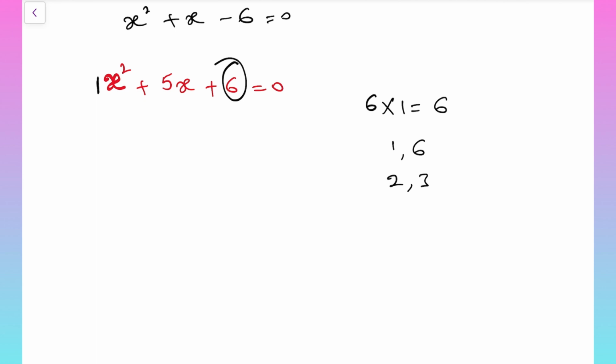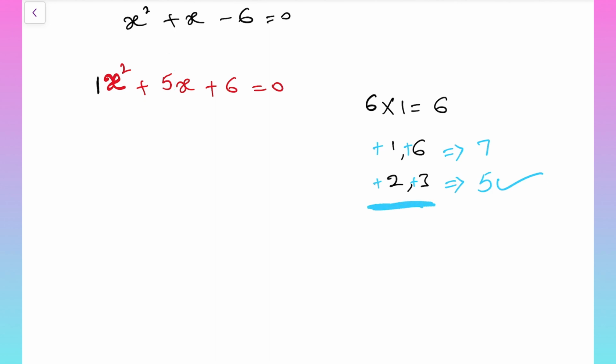Now observe the symbols. In this total equation, all the symbols are positives only. If every symbol is plus, then in these numbers write everything plus. So plus 1 plus 6 is plus 7, plus 2 plus 3 is plus 5. Here the middle number is plus 5, and we got this as plus 5. So this pair is the correct pair.